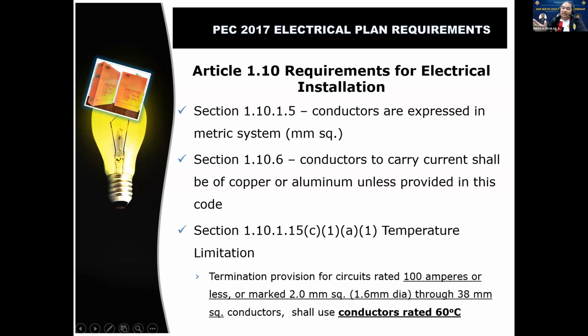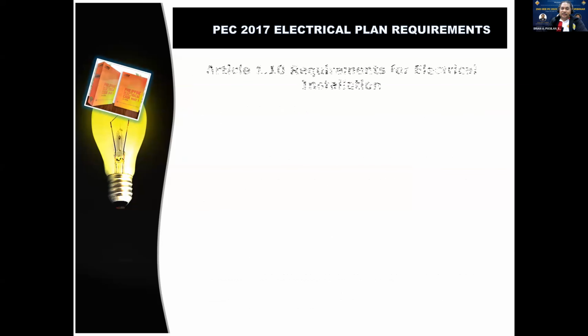So, yun yung dapat natin tandaan na usually sa mga 100 amperes or less na circuit, usually ang rating ng mga conductors natin are expressed in 60 degrees. The default yan. Pero kung si designer mag-specify siya ng otherwise, then ma-provide naman, no? But if walang specification, usually rated yan at 60 degrees, no? From 2 mm squared to 38 mm squared na conductors, no?